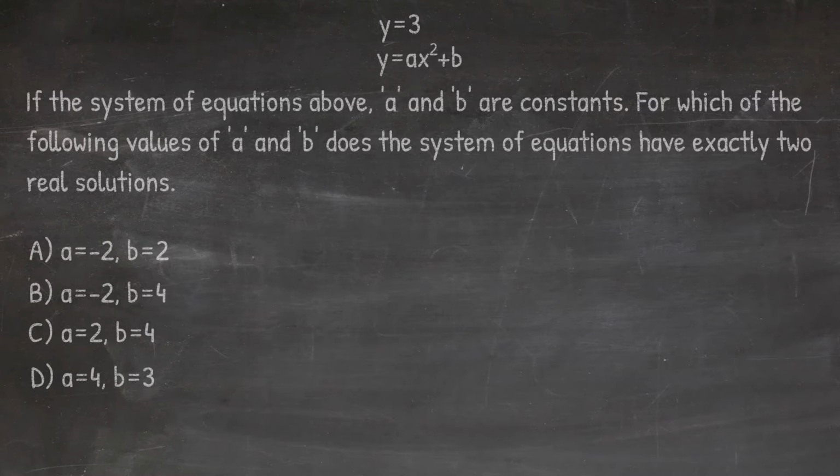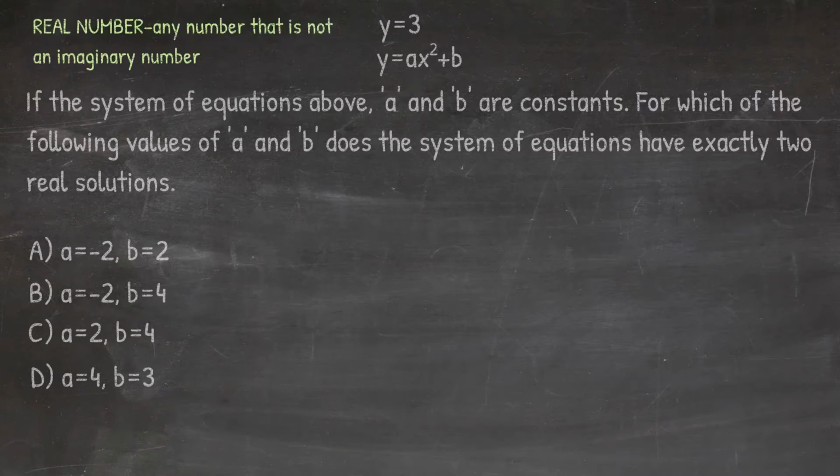Before we understand what we need to do, we need to understand what a real solution is. A real solution is one that results in a real number. And a real number is basically any number that we normally work with. They can be positive or negative, they can consist of whole numbers, decimals, and so on. The only numbers that are not considered to be real numbers are those that fall in the category of imaginary numbers. And an imaginary number is such that when squared, it results in a negative number.